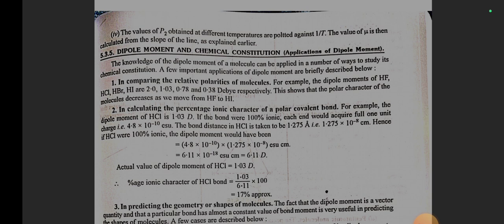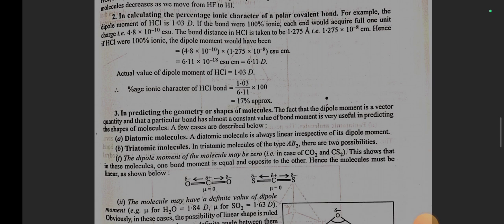The bond distance in HCl is taken to be 1.275 Angstrom, that is 1.275 into 10 to the power minus 8 centimeter. Hence, if HCl were 100% ionic, the dipole moment would have been 6.11 D. The actual value of the dipole moment of HCl is 1.03 D. Percentage ionic character of the HCl bond is equal to 1.03 upon 6.11 into 100, that is approximately 17%.